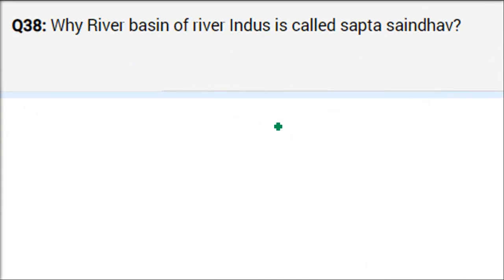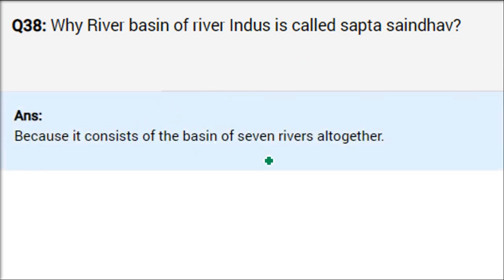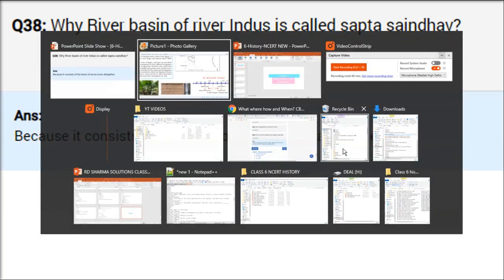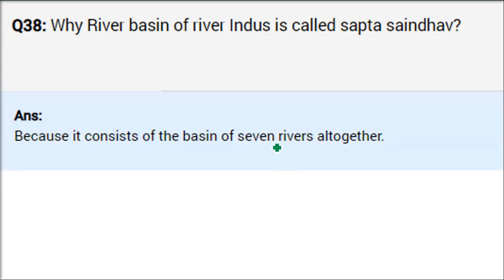The wide river basin of Indus, the river Indus, is called Saptasindhu or Saptasandhav, because it consists of the basins of 7 rivers altogether. I'll show you some of them. You can call it Jhelum, Chenab, Ravi, Byas, Satluj, all are there. So there are 7 in all. That's why it consists of the basin of 7 rivers, Saptasandhav.